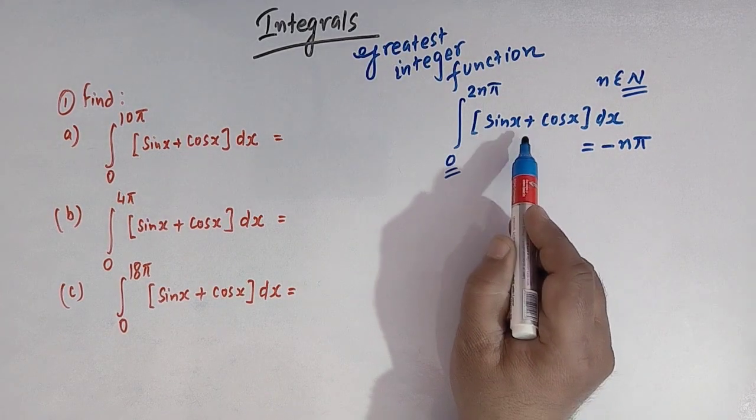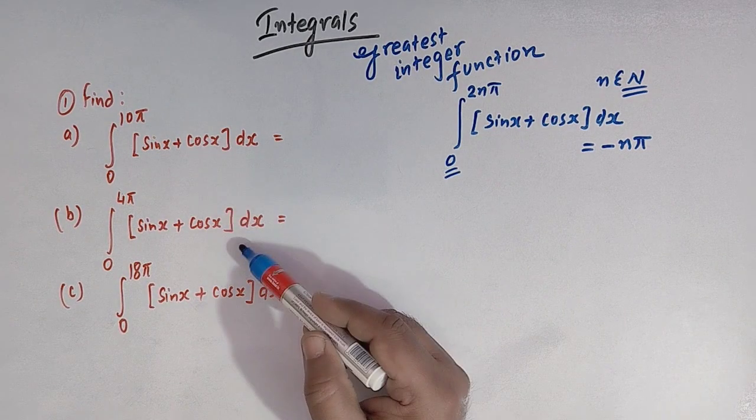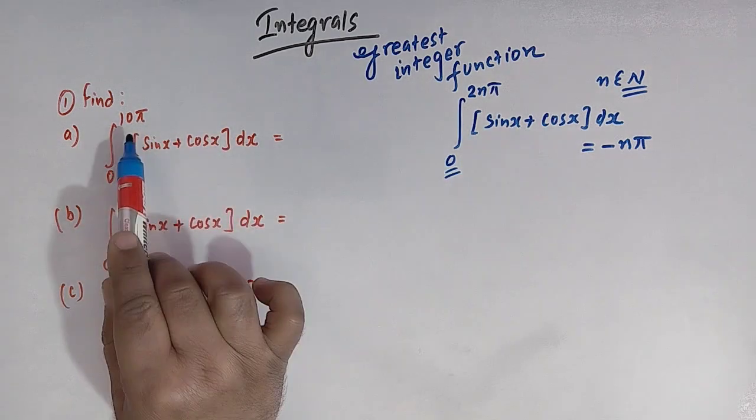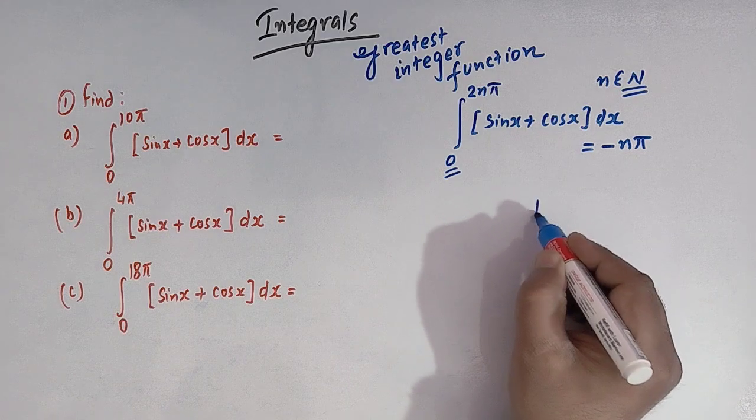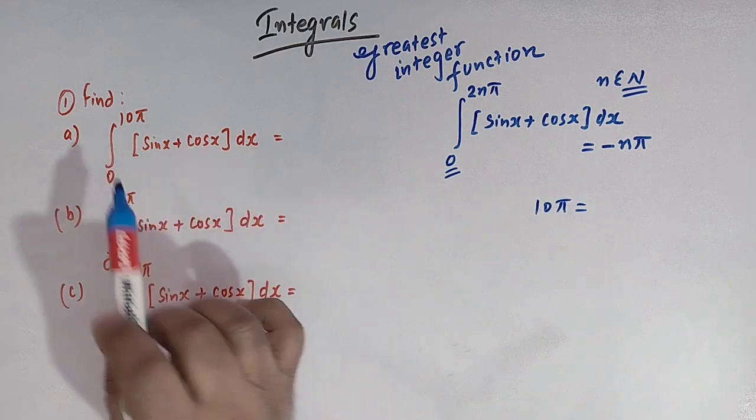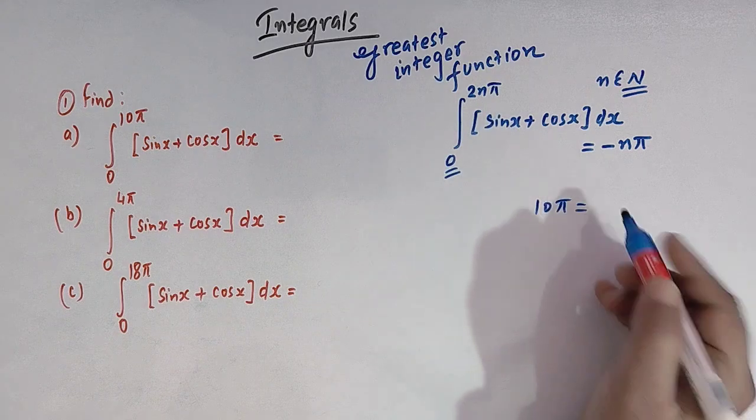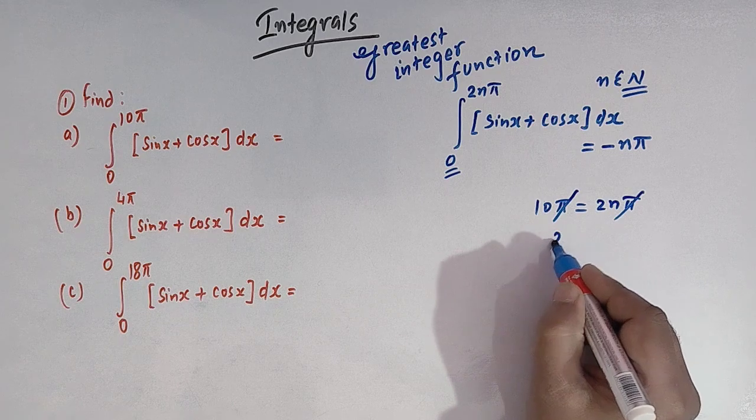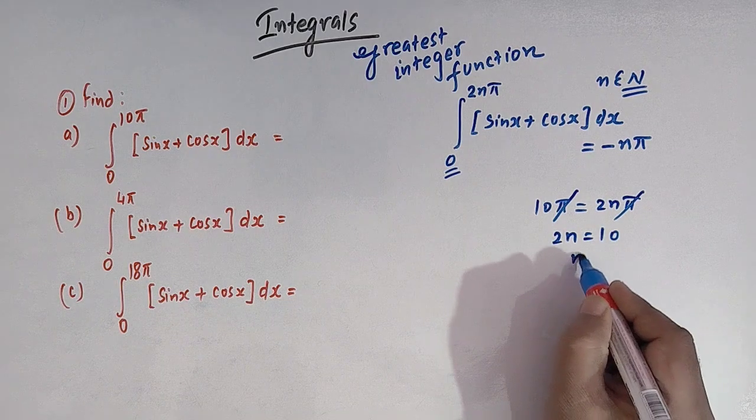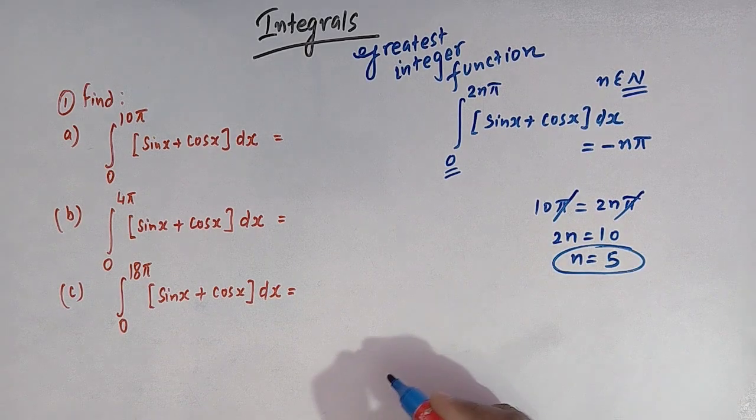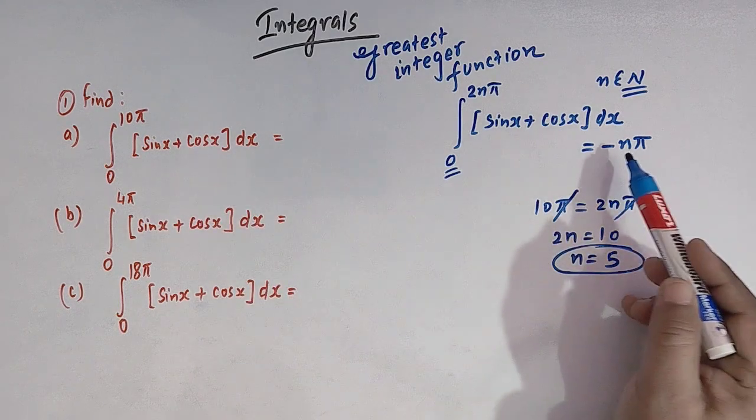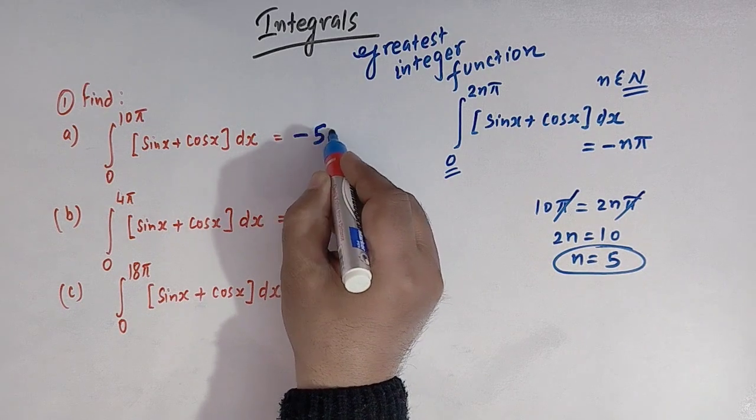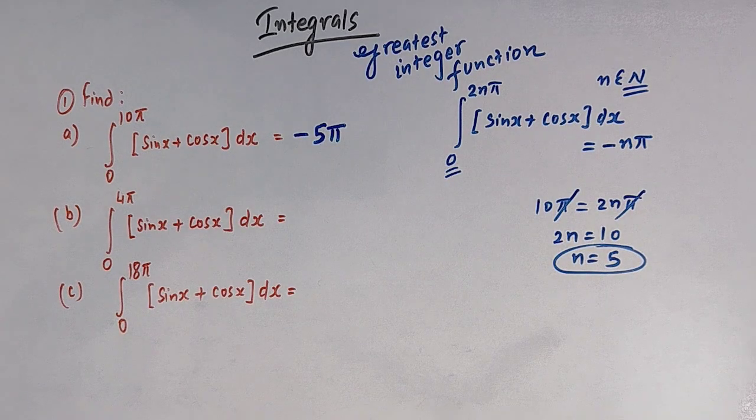Now using this result, let us evaluate these three integrals. If we compare this integral with this one, then we see that the upper limit 10 pi is equal to 2n pi. So pi and pi get cancelled, and we have 2n equal to 10, so n is 5. The value of this integral is minus n pi, and n is 5, so we have minus 5 pi.